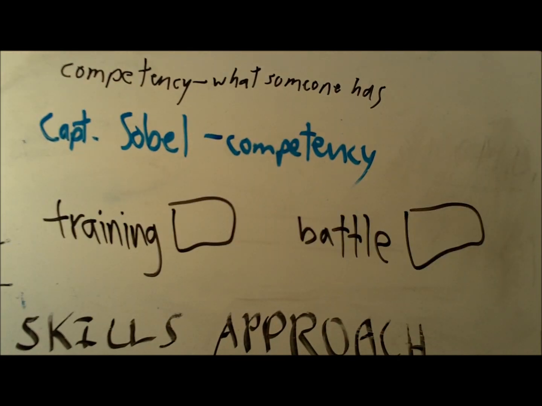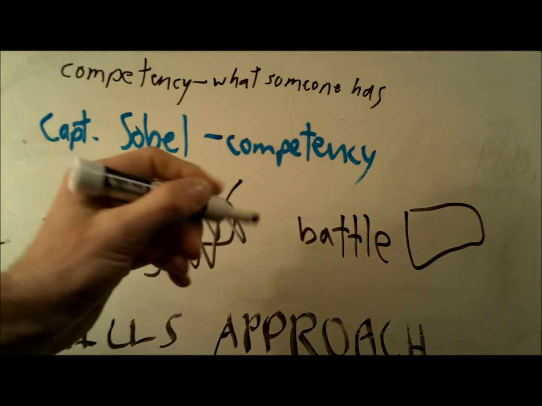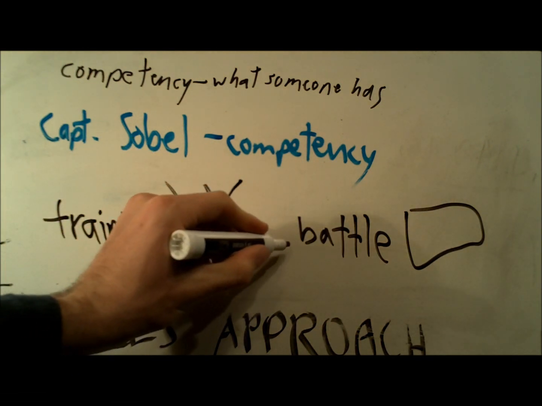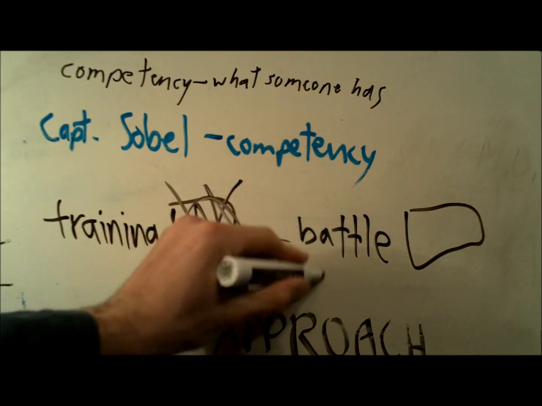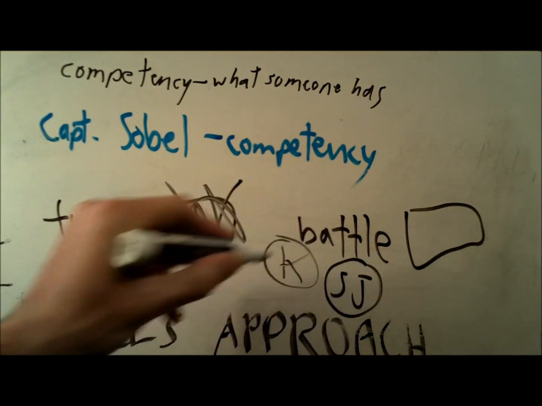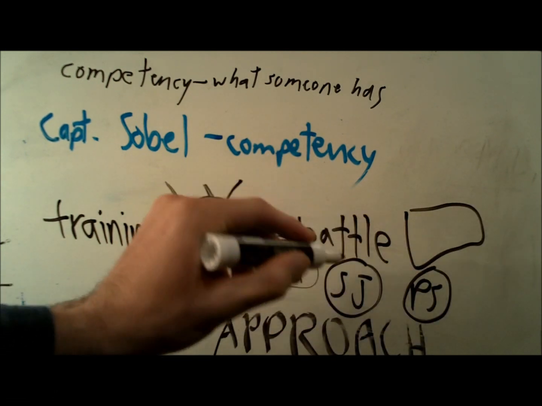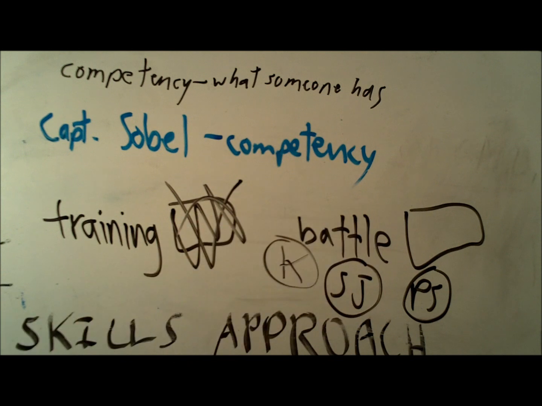So then, if Captain Sobel's looking at his own leadership, he could say that as someone training people, he's pretty good. But in battle, he's not quite so good. He has to develop more knowledge of battle, he has to have better social judgment, and he has to have better problem solving if he wants to get this box checked.